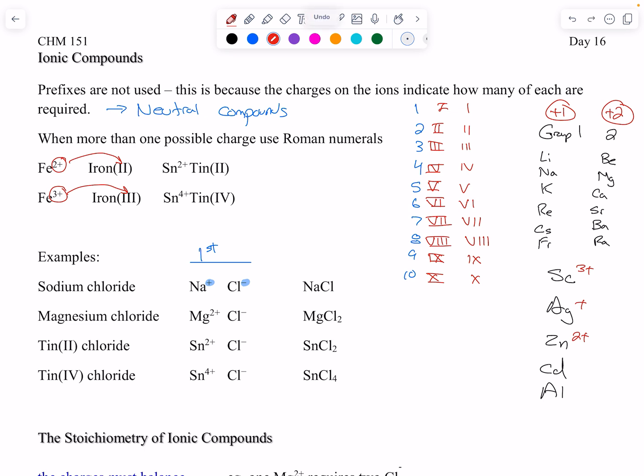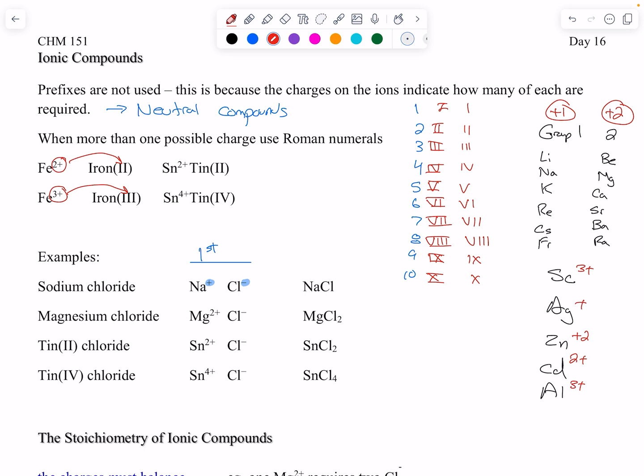Again, I'm writing them both ways because I don't care how you do it. I'm happy either way. It does not matter to me if you write plus 3 or 3 plus. Either way I'm happy with.